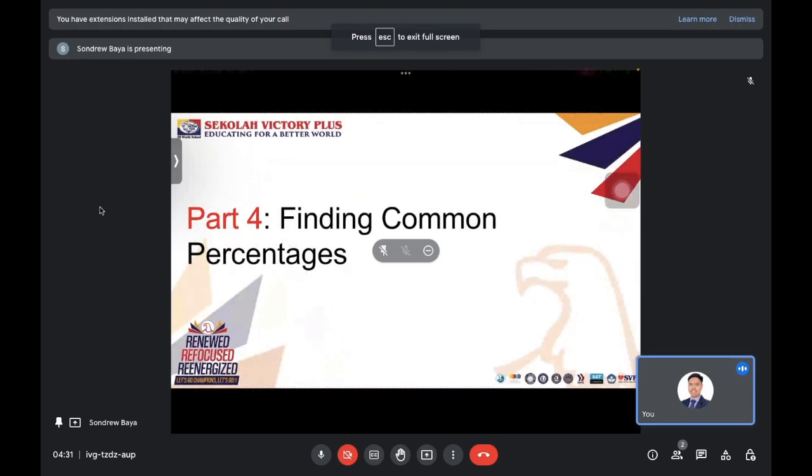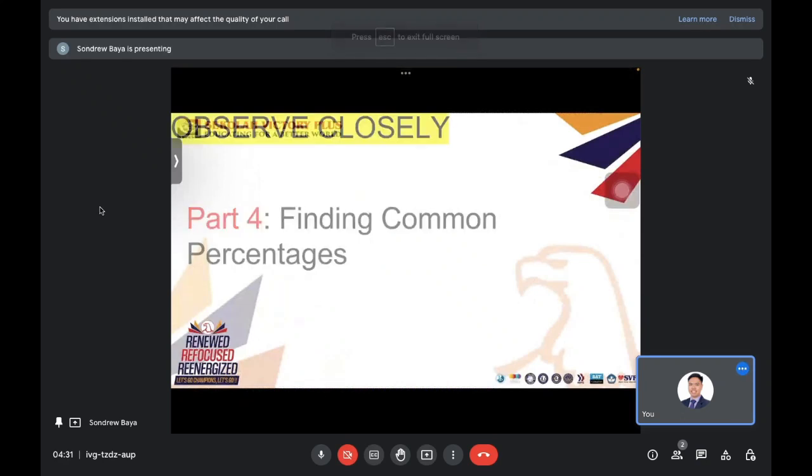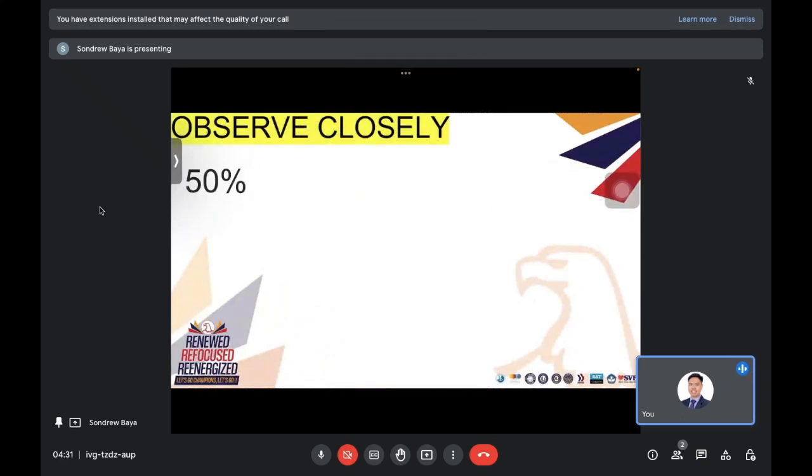This time, let's try to find common percentages. Observe closely. 50%. Remember, 50%? It's easy. You know that this is just simply half, equivalent to half. How about 25? Say for example, 50% of 24. What do you think this would be?